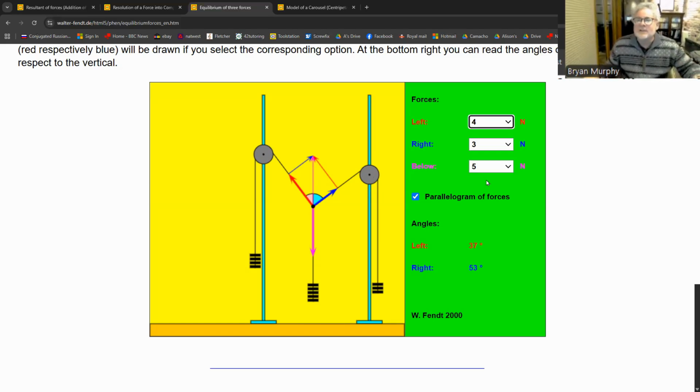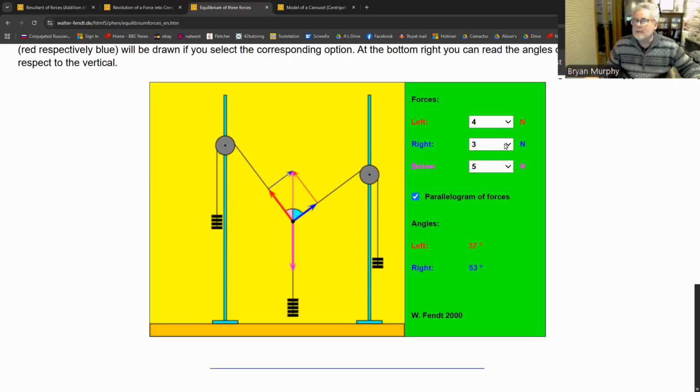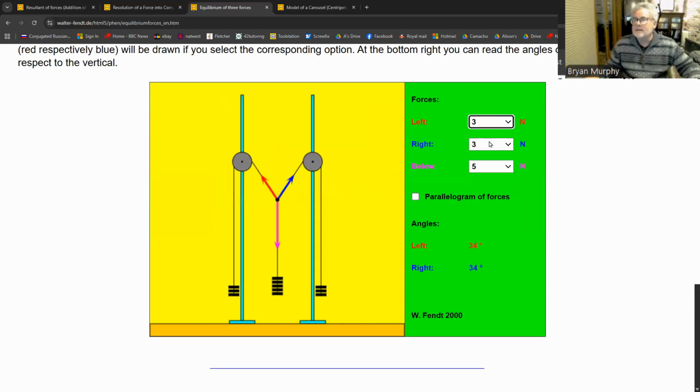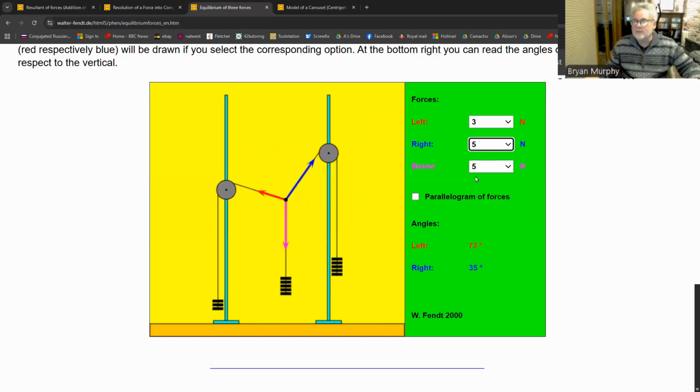Let's make that 7 newtons. Why can't I do that? Why isn't it letting me change it? I don't know why it's not letting me change it. There's no reset button or anything? I'm surprised that I can't change it. Oh, yes, I can. 3 newtons, 5 newtons. I don't know why it's doing it now, but there you go.